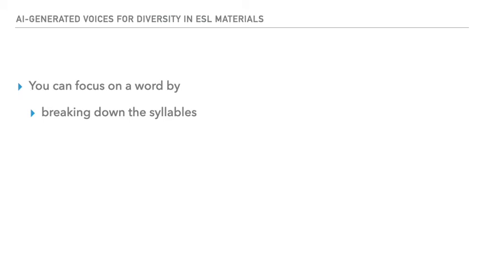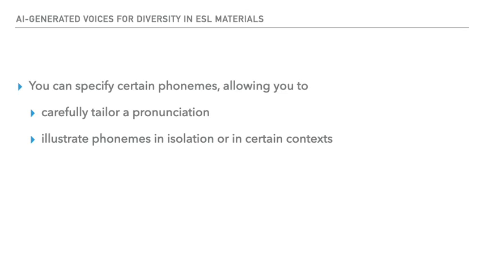You can focus on a word by breaking down the syllables. The syllables. The syllables. You can specify certain phonemes, allowing you to carefully tailor a pronunciation, for example to illustrate vowel raising. Height.